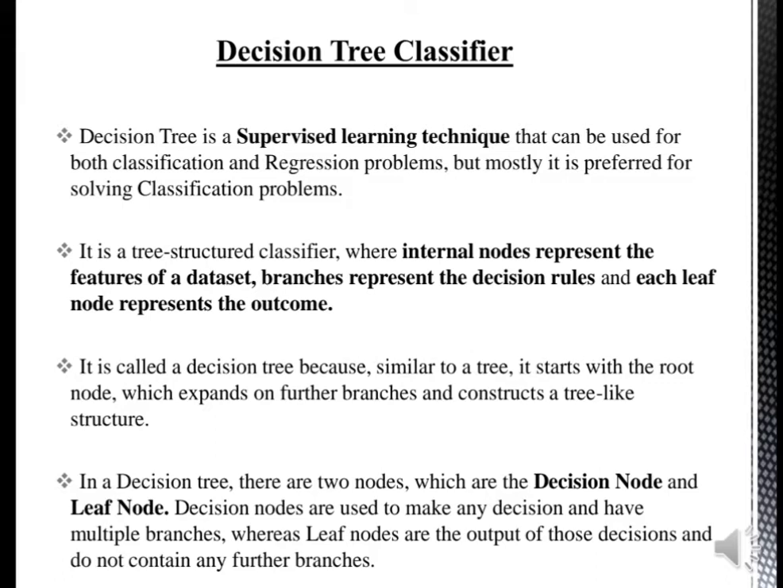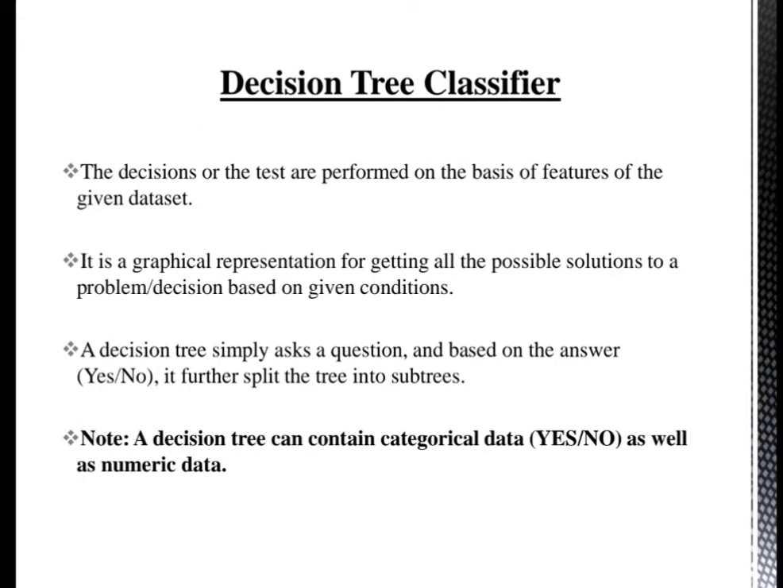In a decision tree, there are two nodes, which are the decision node and the leaf node. Decision nodes are used to make any decision and have multiple branches, whereas leaf nodes are the output of those decisions and do not contain any further branches. The decisions or the tests are performed on the basis of the features of the given dataset.